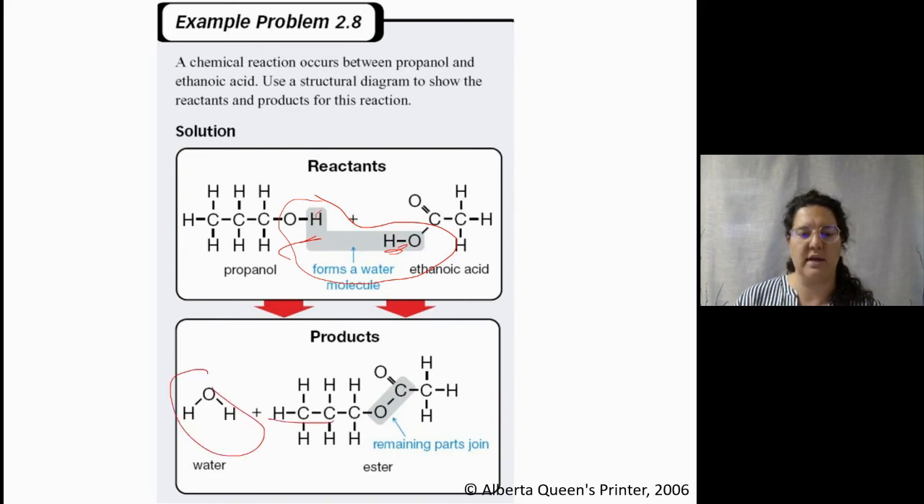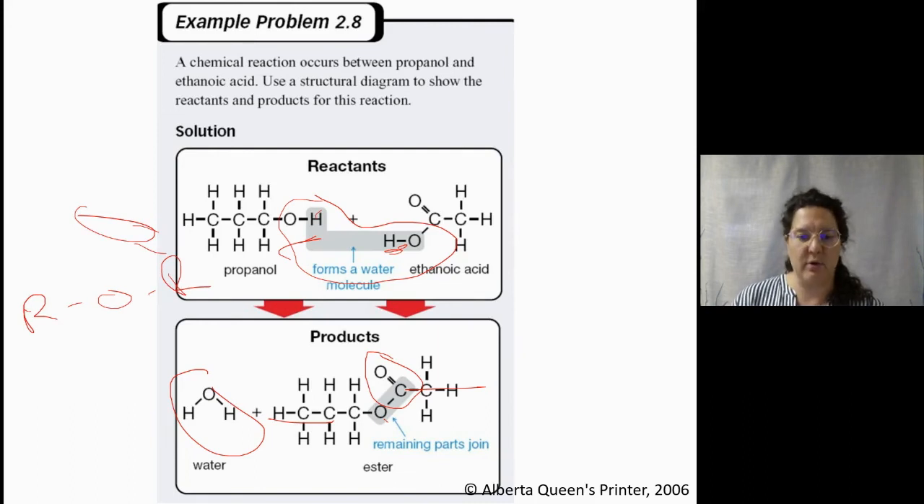Then we have a carbon chain that's bonded to an O to another carbon chain, with then that double bonded oxygen on this end. So that's our chemical reaction. We have our carbon chain, an O, another carbon chain, and then a double bonded oxygen on that end as well.